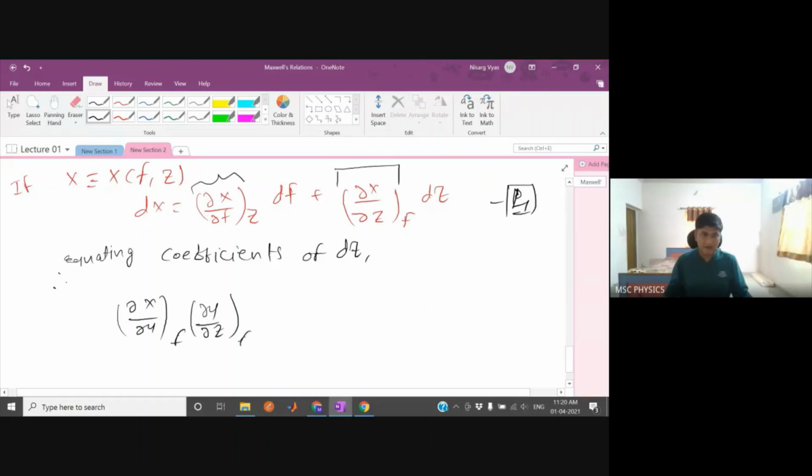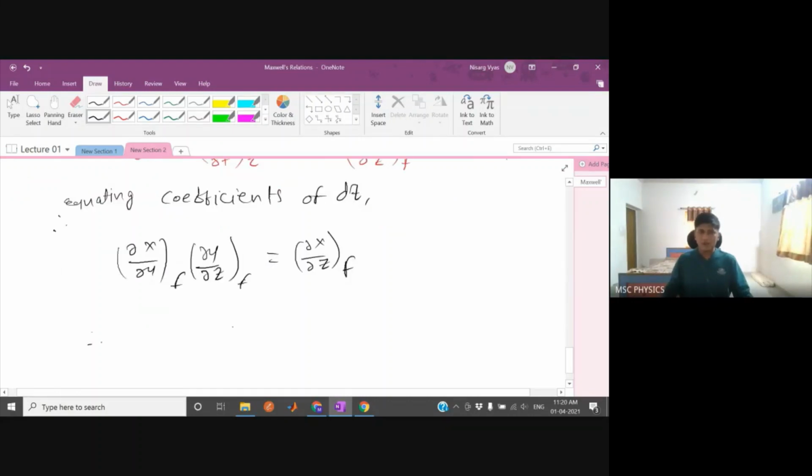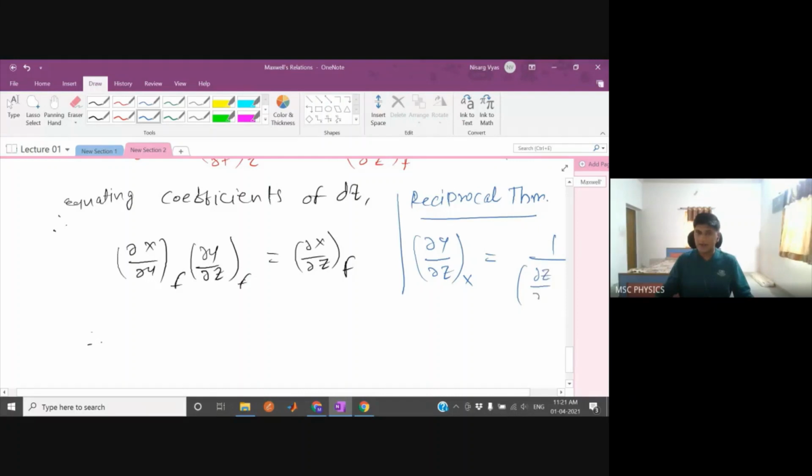Constant f, everywhere the f function is constant. Del x by del z at f. Okay. Therefore, what you have to know is something called the reciprocity theorem or reciprocal theorem. The reciprocal theorem tells you that if you have del y by del z at some constant x, then you can write it as 1 upon del z by del y at constant x. You can write it like this.